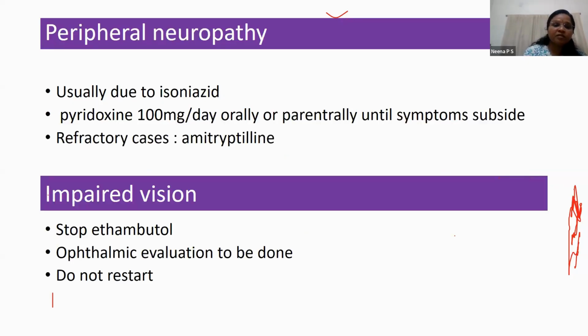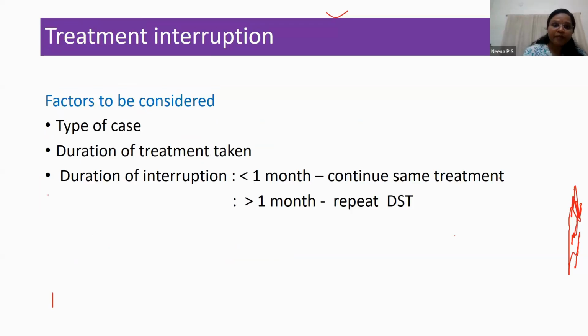And peripheral neuropathy, the usual culprit drug being isoniazid: you can increase the dose of pyridoxine to 100 mg daily. If it's a refractory case, you can try amitriptyline, gabapentin or pregabalin. Also, you can get a neuro opinion. And the most important, impaired vision, the culprit drug being ethambutol. You have to rule out other causes like diabetic neuropathy, retinopathy and cataract, with an ophthalmic opinion. If it is proven to be due to ethambutol, it can have various presentations: decrease in visual acuity, color vision defect, or field of vision defect. But if it is confirmed that it is due to ethambutol, you never try restarting the ethambutol again.